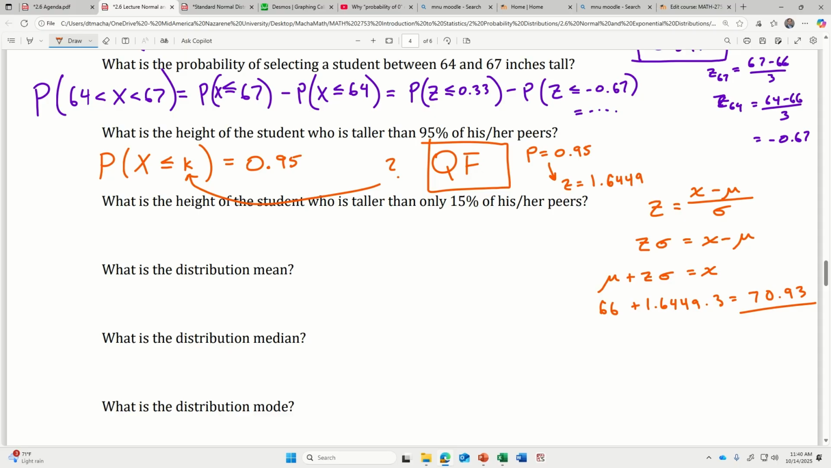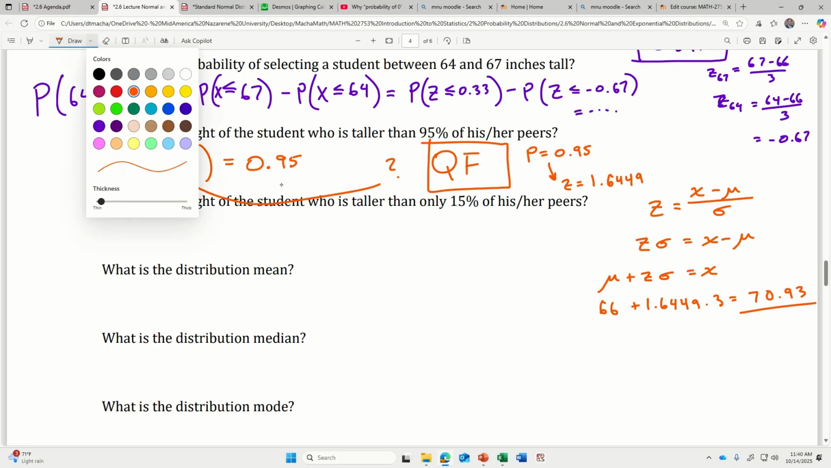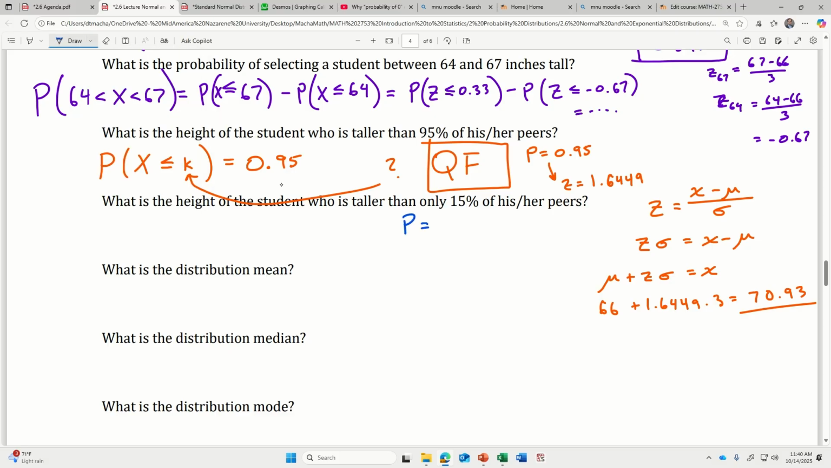And so the next question, what's the height of the student that's only taller than 15% of his or her peers? You're going to do the same thing. This time the probability is 0.15. Then use that in the quantile function to look up a z-score. And then to get the measurement that you want out of your z-score, you do the mean plus the z-score times the standard deviation to get you a particular measurement.